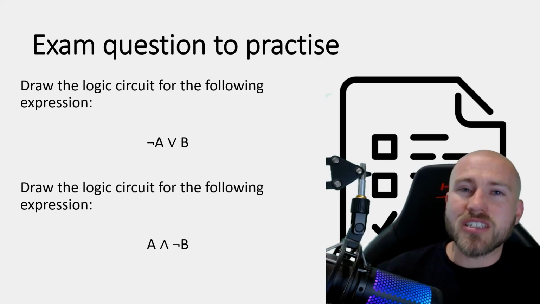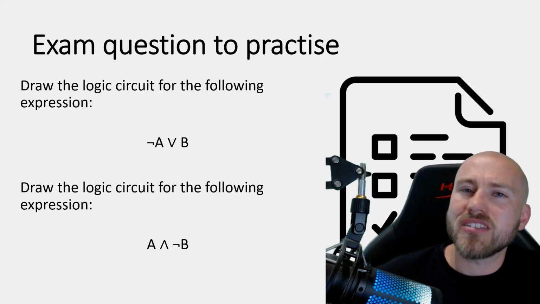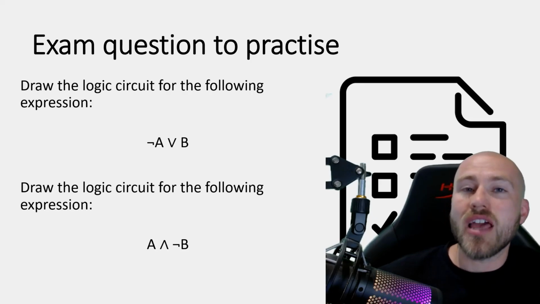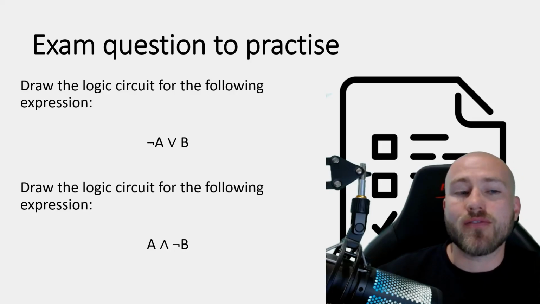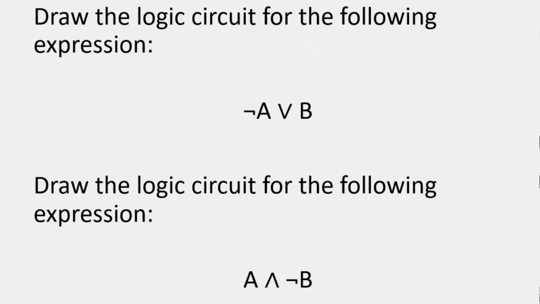Okay, so we've got a couple of questions to practice on this topic. So that we're getting some practice with those weird looking expressions, I've used them for these practice questions. I'll read them out loud so that you know what I'm asking you to do. Draw the logic circuit for the following expression: not A or B. And the second question is draw the logic circuit for the following expression, which is not B and A.